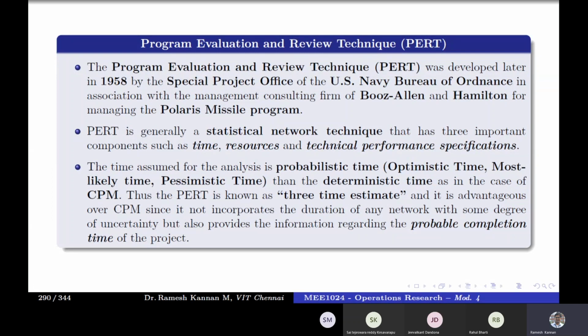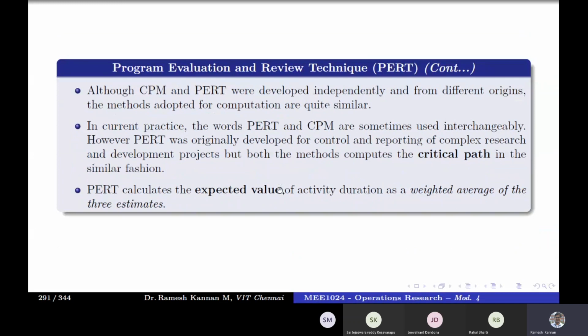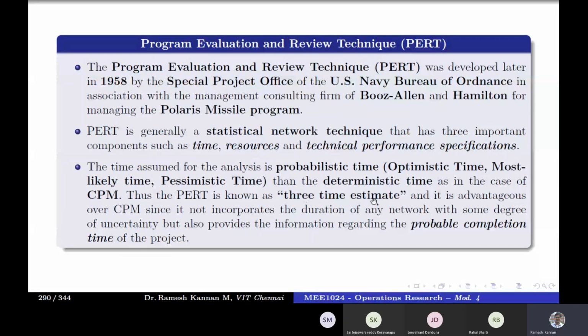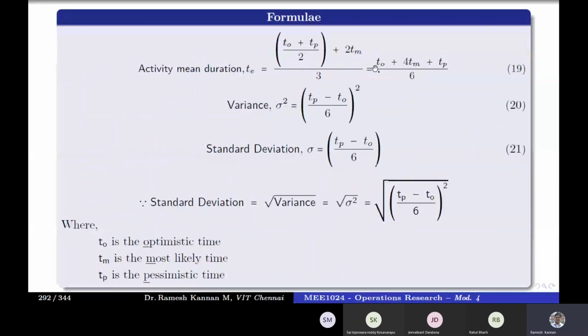And another important thing is the 3-time estimate. So it'll look into the pessimistic, most likely, and optimistic time. So optimistic, most likely, and pessimistic time. It has a formula to calculate it. So we have 3 times. It is also called the 3-time estimate, in which the optimistic time plus 4 times the most likely time plus the pessimistic time, divided by 6. This is the formula to find the average mean time.